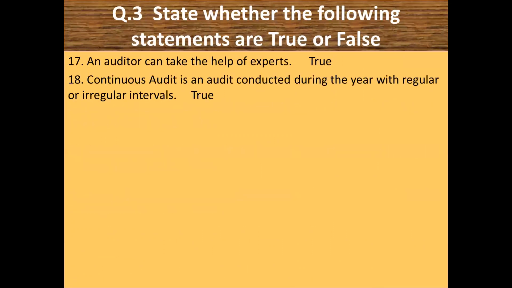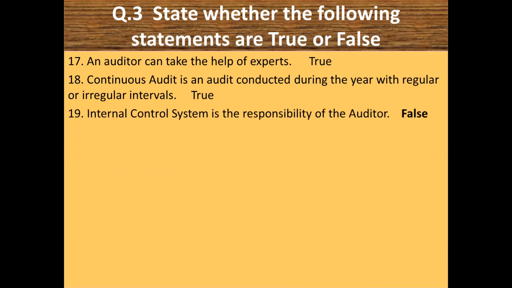Then continuous audit is an audit conducted during the year with regular and irregular intervals. It is also repeated one, and the statement is true. The internal control system is the responsibility of auditor. False. The internal control system is the responsibility of management.